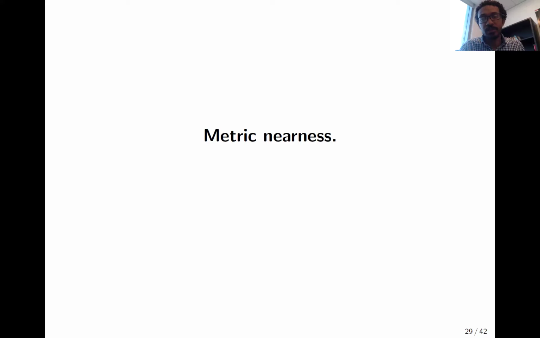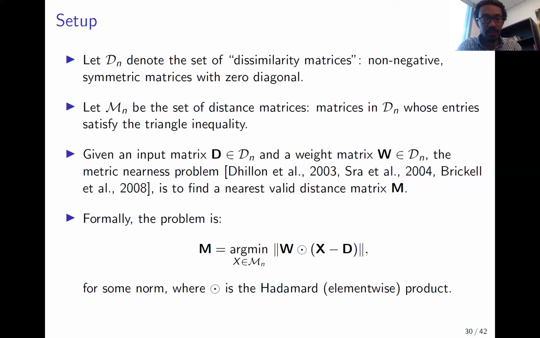What was interesting was we did this problem in the context of distance geometry, and we found connections to a related problem in metric nearness. I'll introduce this tangential problem, and what the connection is. First, a few things to set up the notation. I'm going to use D_n to denote the set of dissimilarity matrices. By dissimilarity, I mean matrices which are non-negative, symmetric with zero diagonal.